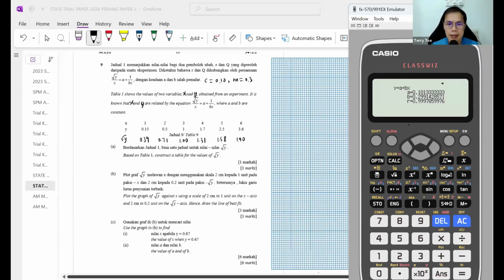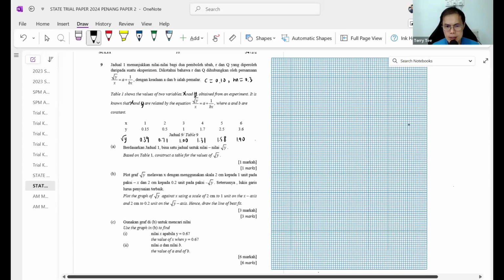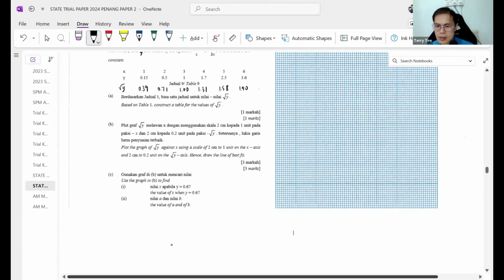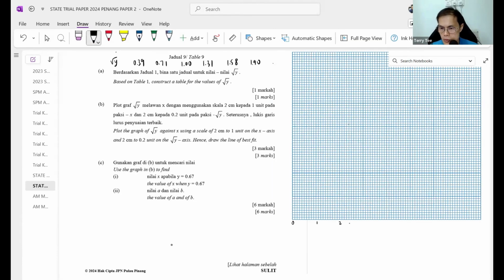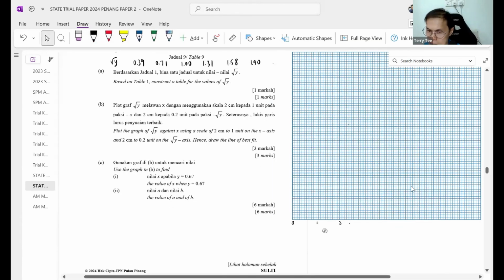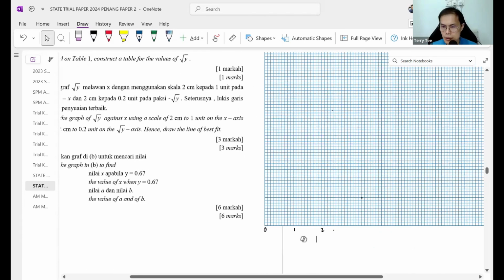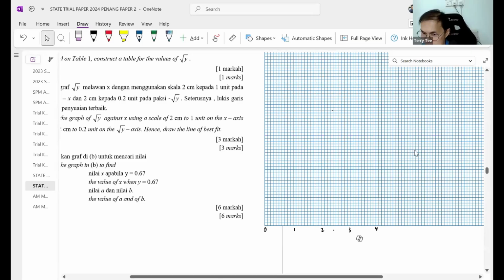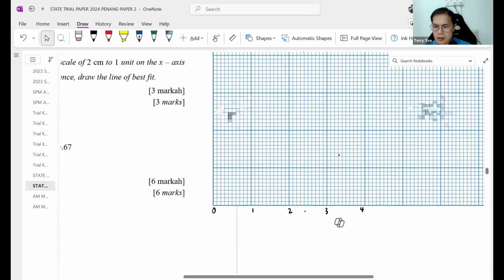Okay, all right. So using the scale of 2 cm to 1 unit on the x-axis, I'm going to start plotting. 2 cm to 1 unit. So this is 0, 1, 2. Maybe I zoom in a bit, it's hard to see. 3, 4. Okay, 5, 6. Largest is 6.